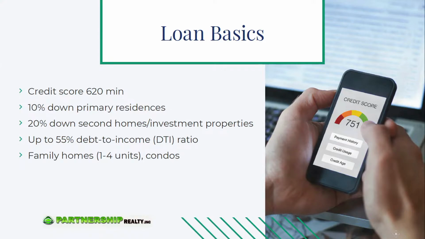Now, the type of properties that we can finance through that. We can do single family, and then we can do units from 1 to 4, and then we can also do condos. Usually we run into problems with condos on a standard conventional or FHA because the budget doesn't pass or there are too many rentals. In this case, they don't look at that, okay? So that's something good.